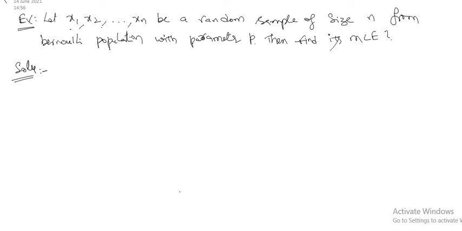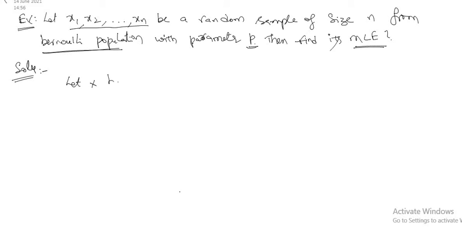See here, sample values x1, x2 and so on xn. Here the parameter is p, and we need to find the MLE for the population. These are the main things. Our population is Bernoulli population. Whether it is Bernoulli, binomial, Poisson or exponential, first we need to write the probability function.